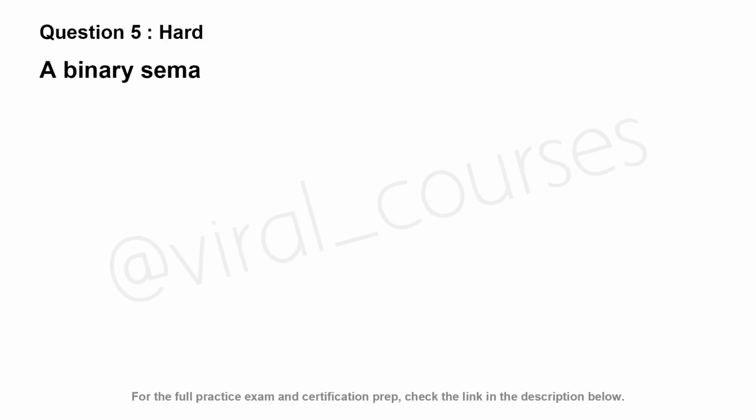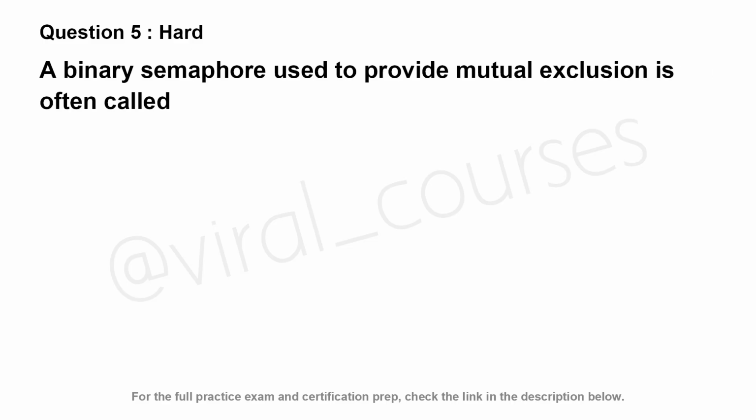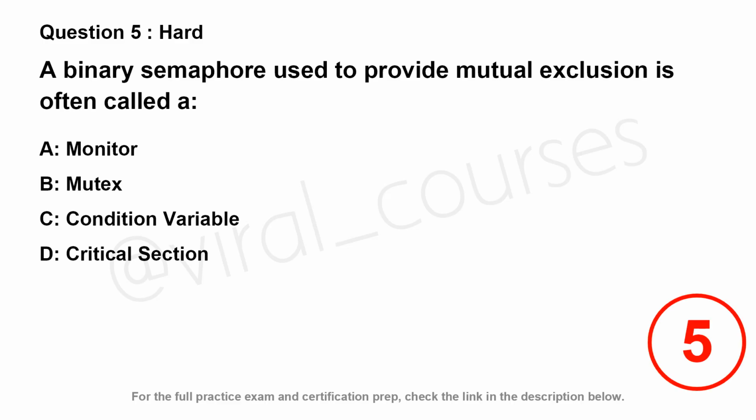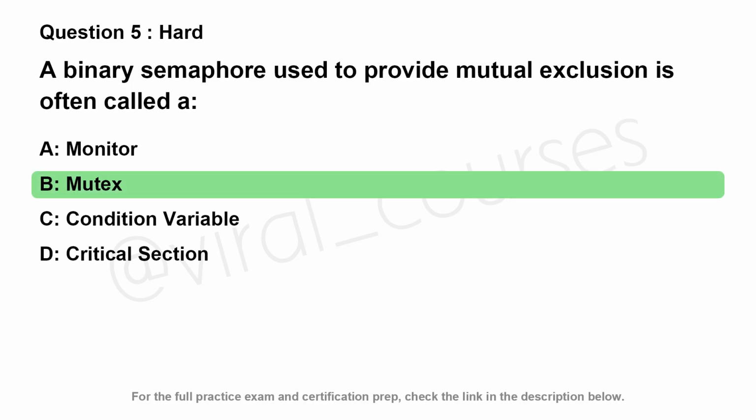A binary semaphore used to provide mutual exclusion is often called a Option A, monitor. Option B, mutex. Option C, condition variable. Option D, critical section. The correct answer is B.